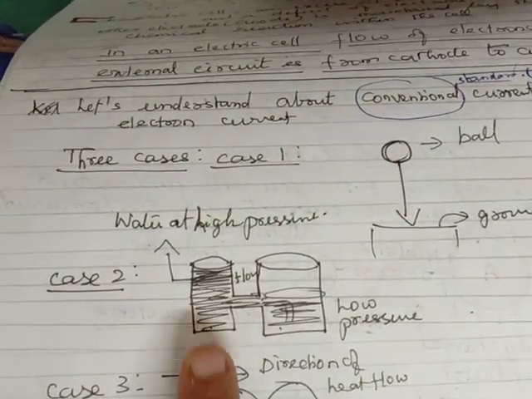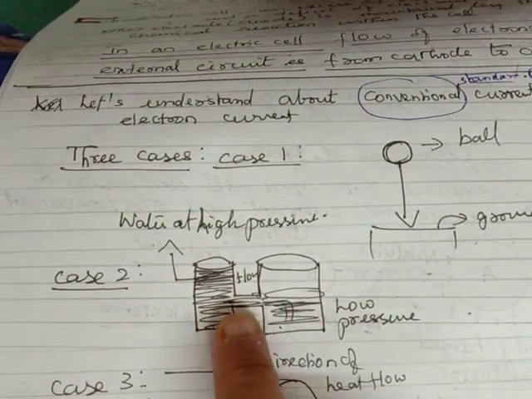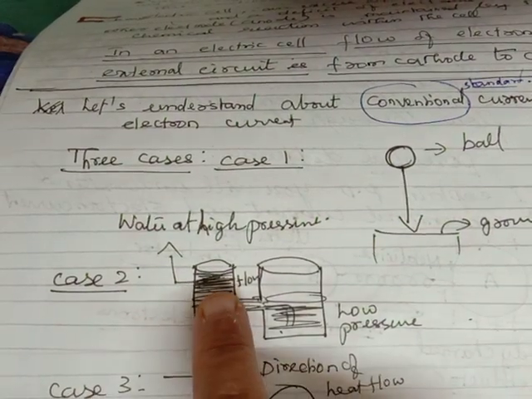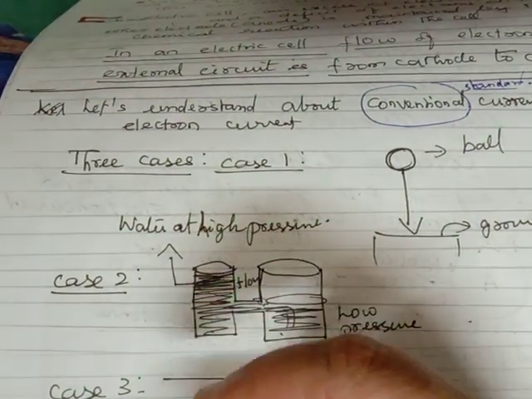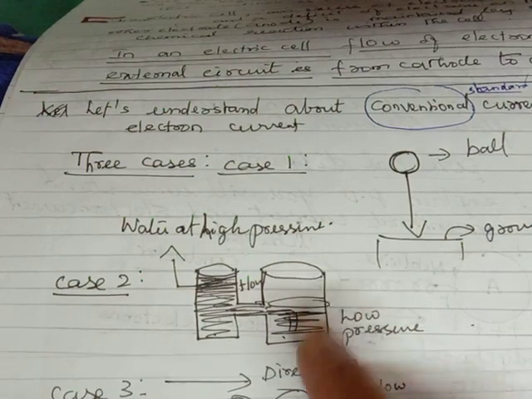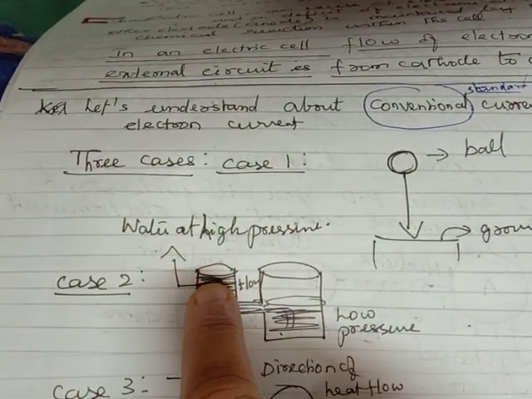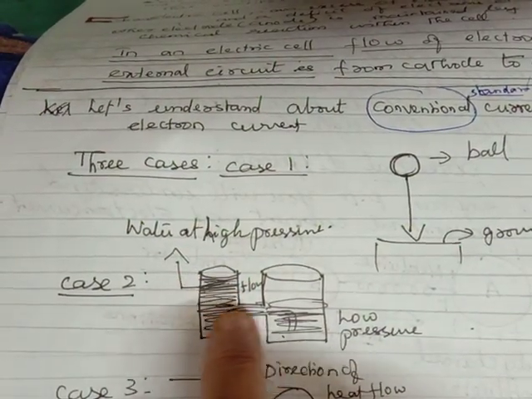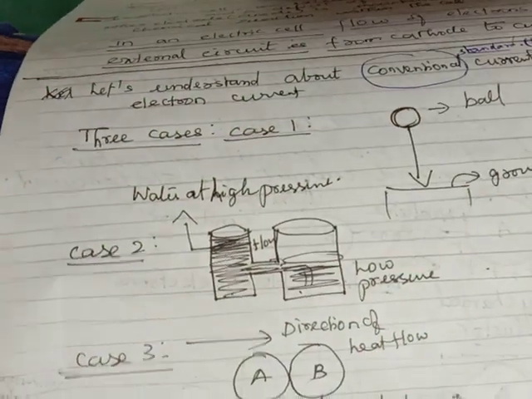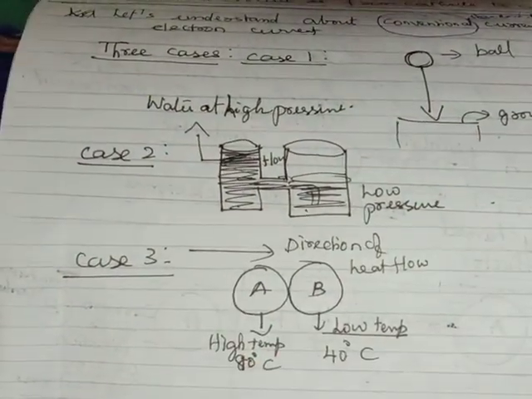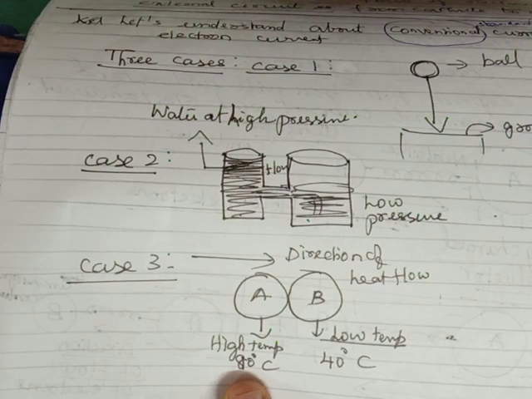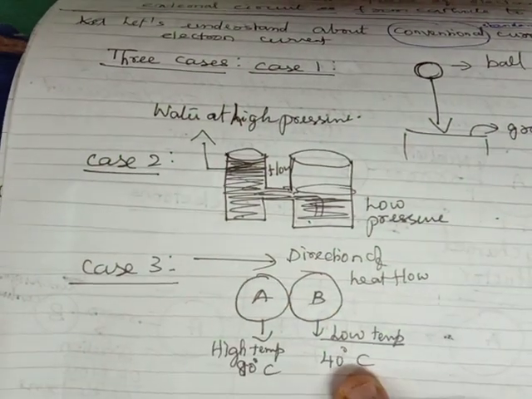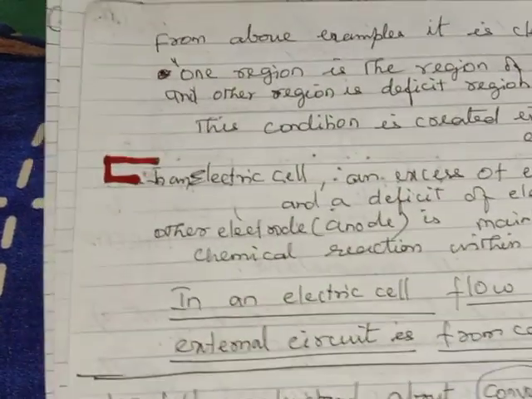Next, I have a second diagram. You can see two vessels with a small connecting tube. Vessel A has a higher water level compared to vessel B. So automatically the water will flow from the high pressure region towards the low pressure region. Now case 3. There are two bodies. Body A is at a higher temperature, maybe 80 degrees Celsius. Body B is at a lower temperature, 40 degrees Celsius. Then how will the heat flow? The heat flow will be from body A to body B.